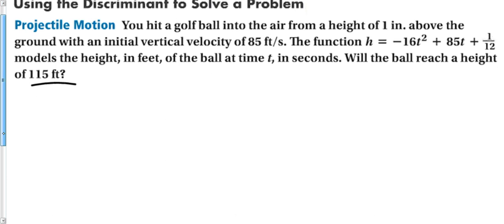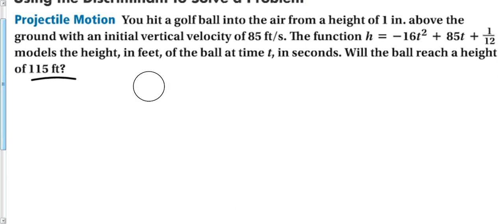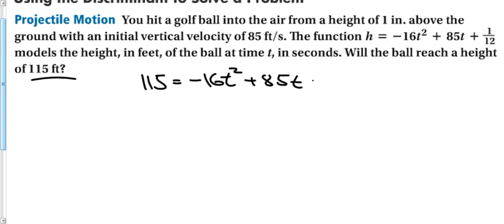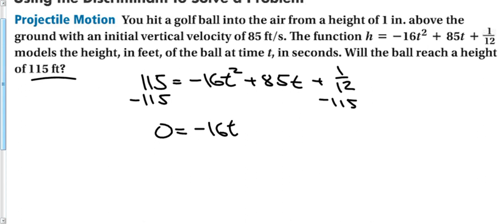Well, the only way to tell is plug in the height, negative 16t squared plus 85t plus 112. So we could set this equal to 0. And now we have negative 16t squared plus 85t minus 114 and 11/12, okay, or 0.91 if that makes you feel better.